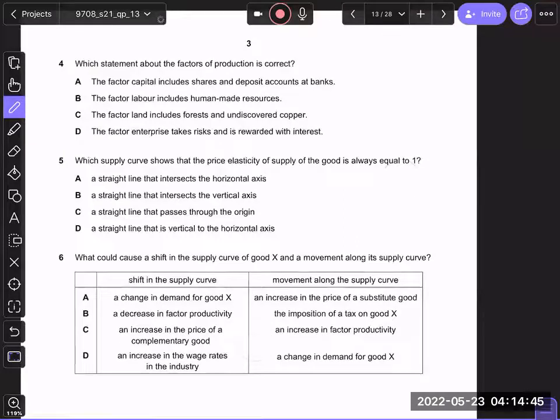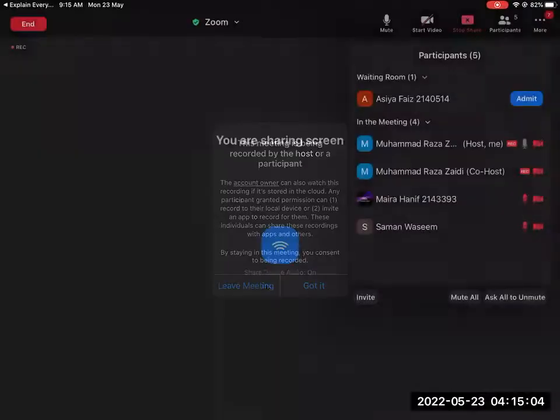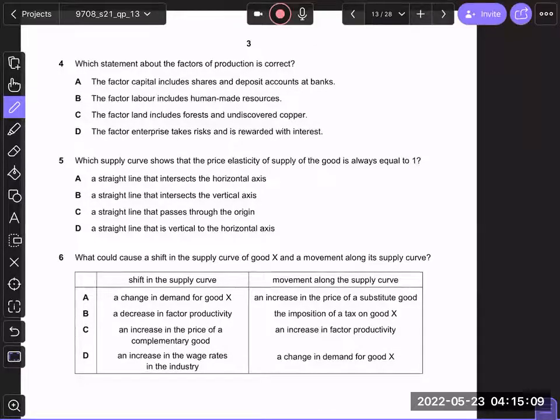Which statement about factors of production is correct? The factor capital includes shares and deposit accounts. The factor labor includes human-made resources. The factor land includes forest and undiscovered copper. The factor enterprise takes risk and is rewarded as interest. Yes. The factor land includes forest and undiscovered copper.